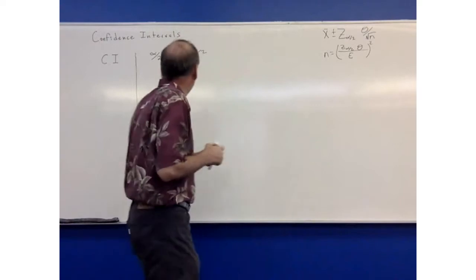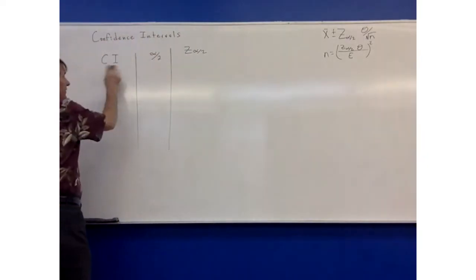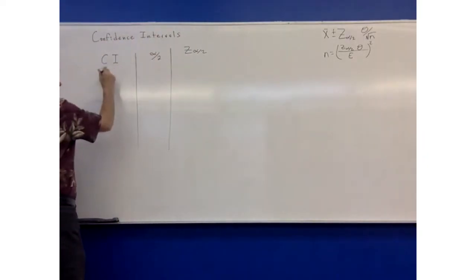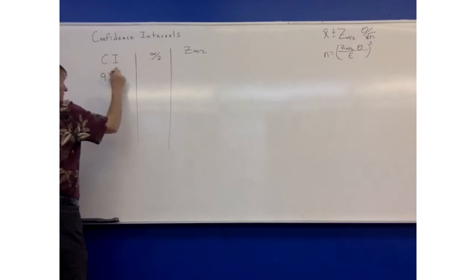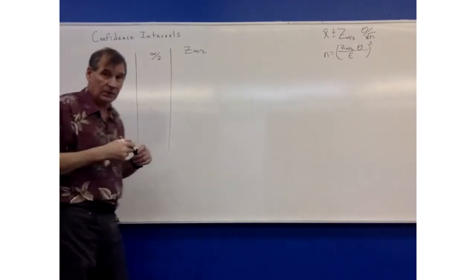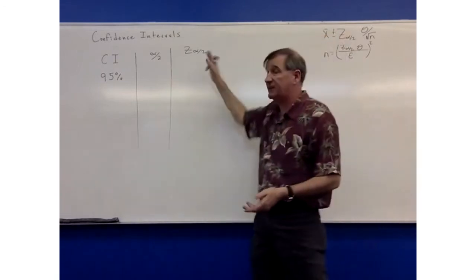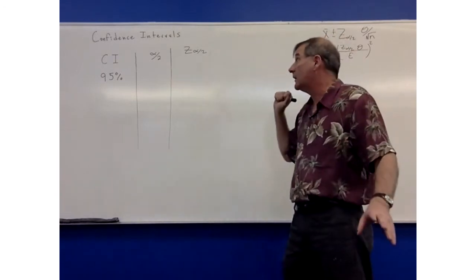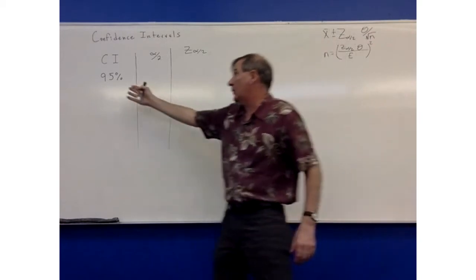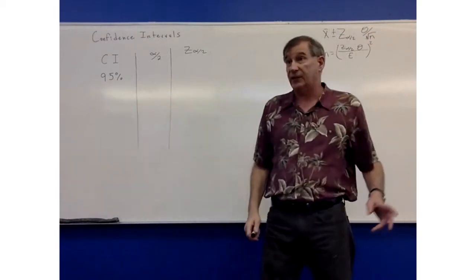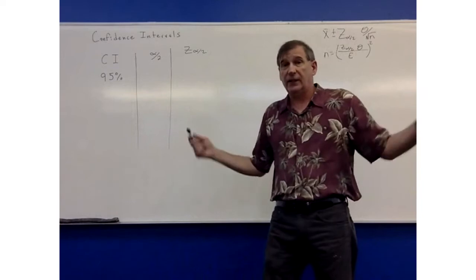Well, the number I'm going to use first, this stands for confidence interval right here, I'm going to use a 95% confidence interval. The reason I'm using this is because when we look up what the Z value is, it's easy. That's the reason I picked this one. But you can pick any value you want for that. You could pick 82, 61.38, any number you want.